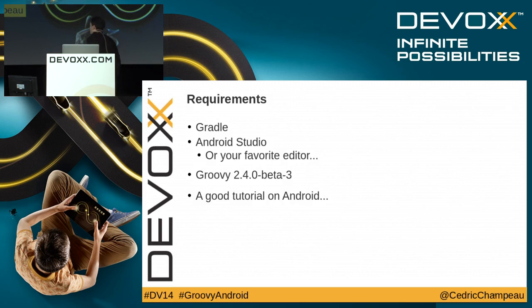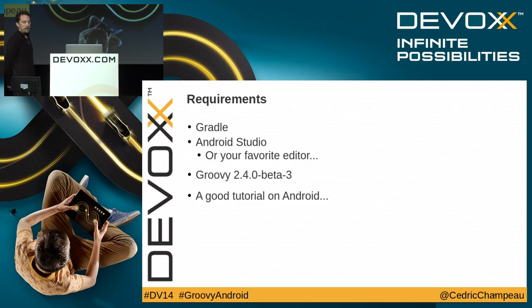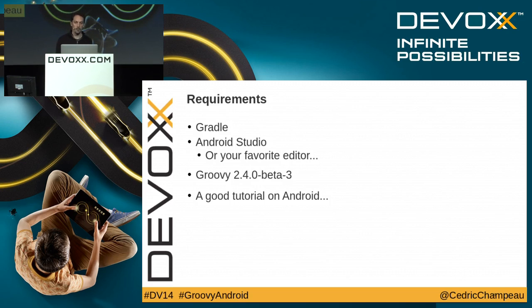Okay, so now the question you have is, how can I do that? The requirements now are using Gradle. Gradle is the new default build system for Android, so the only supported way to have Groovy on Android is to use Gradle. There's a plugin. The second requirement is probably Android Studio, because it's well integrated with Android and well integrated with the Gradle build system.